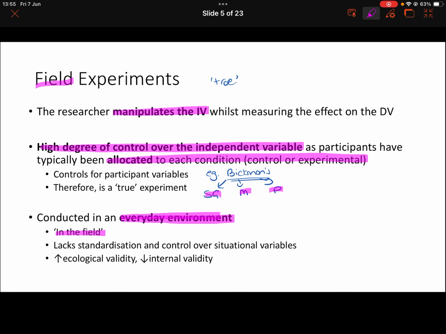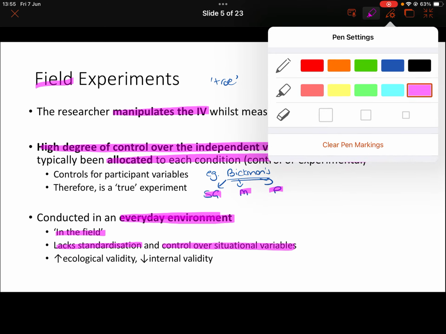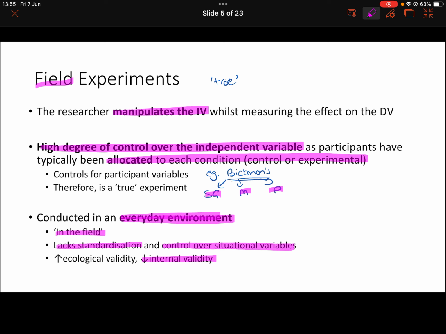In the case of a field experiment, we don't have the same control over situational variables and the ability to standardize as we would in a lab experiment. If we think about Bickman's study again, this took place on the streets of New York, where anything could happen. Even little things like the distance between the security guard and the pedestrian might have been slightly different than the distance between the milkman and the participant. And so all of these little things mean that actually there's lower internal validity. There are more situational variables that may have impacted on the IV, which means that now we're a little bit less confident perhaps about the effect of the IV on the DV, because these situational variables may be impacting.